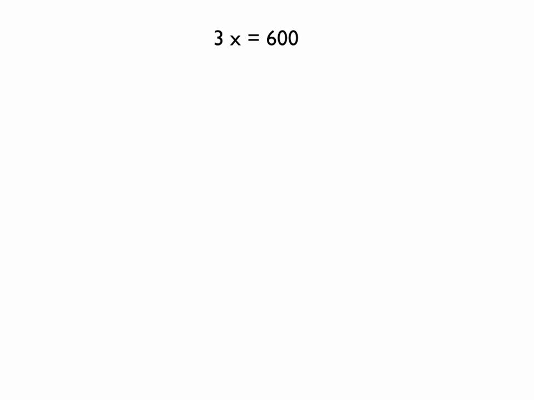If we have an equation that looks like this, 3x equals 600, what do we do with that 3? Well, that 3 is a coefficient. It's telling us how many x's we have. So there's 1, 2, 3 x's.